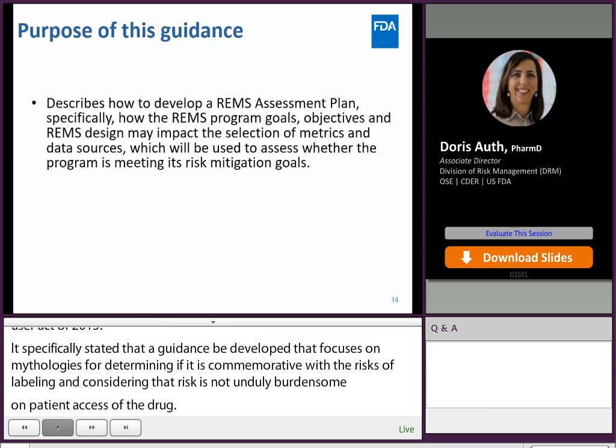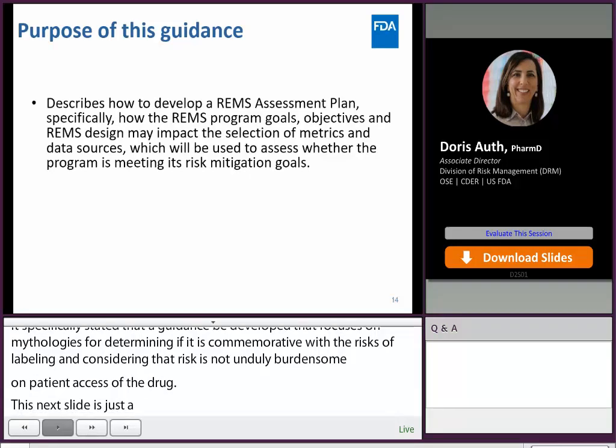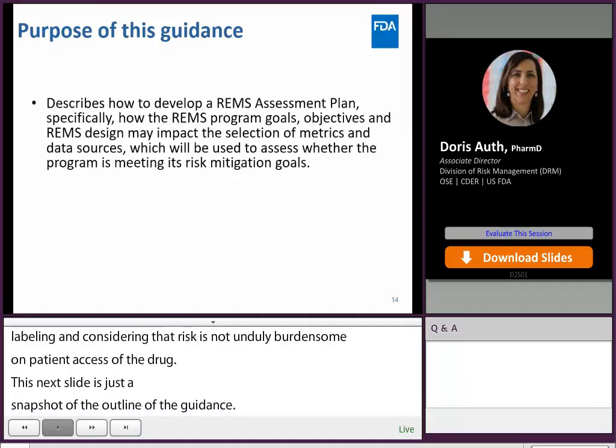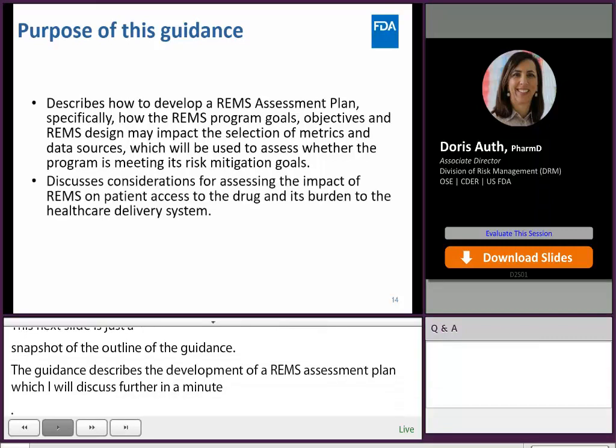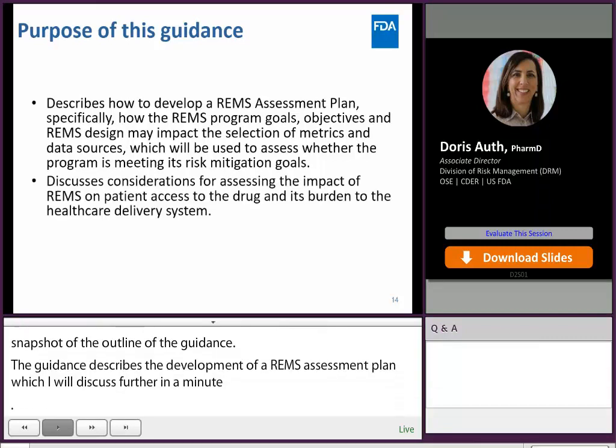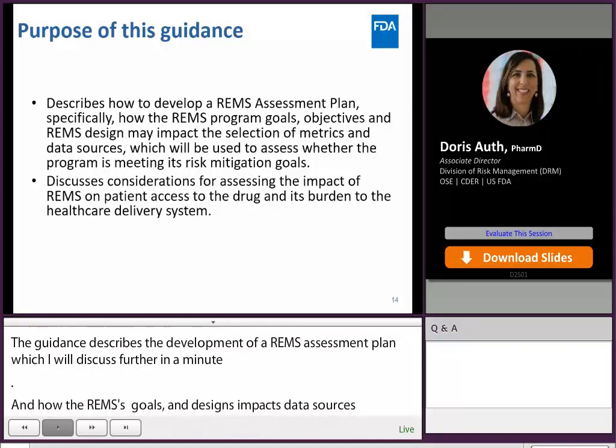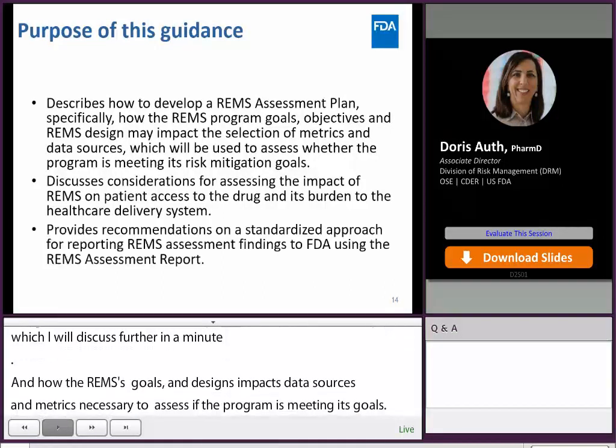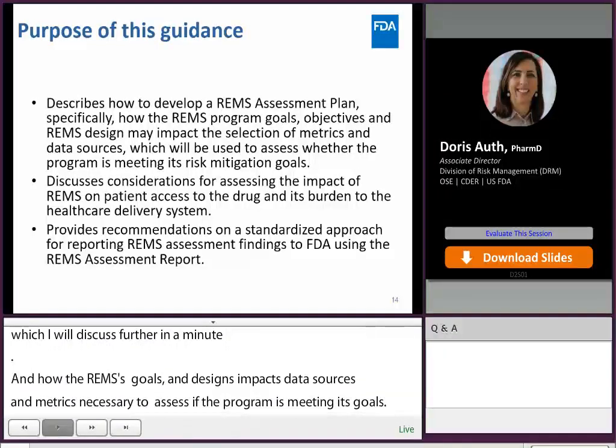The guidance describes the development of a REMS assessment plan, which I'll discuss further in a minute, and how the REMS goals, objectives, requirements, and design impacts the selection of metrics and data sources necessary to assess whether the program is meeting its goals. It also discusses considerations for assessing the impact of the REMS on healthcare delivery system burden and patient access. And finally, it provides recommendations on a standardized approach for reporting the assessment findings to the FDA in the REMS assessment report.